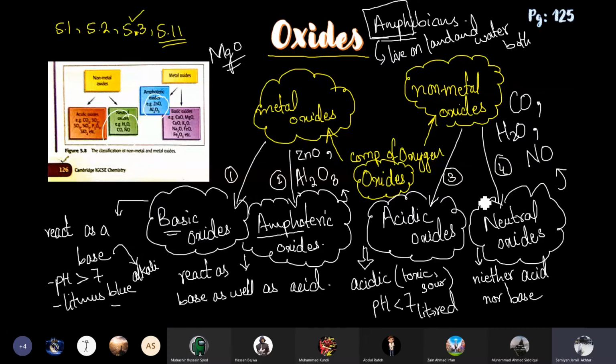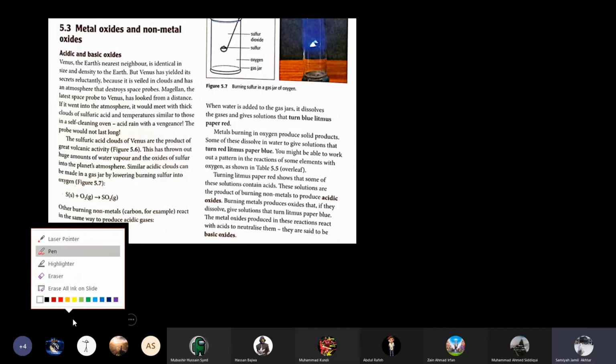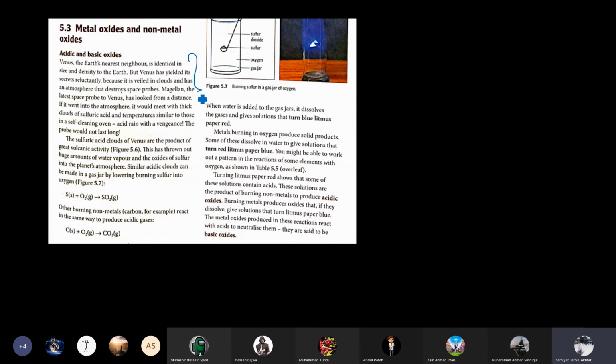So on the same page 125, topic 5.3, metal oxides and non-metal oxides. First, we have acidic and basic oxides. So first let's study acidic and basic. In the first 2 paragraphs, it's the history actually, and there's no need to learn the history. It's written here that in the universe, a long time ago, we had some non-metals present. The example of sulfur and carbon is given.